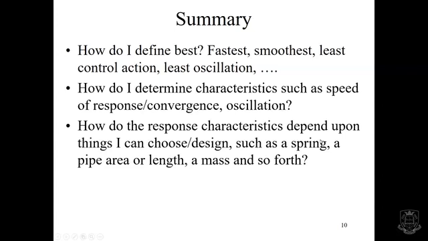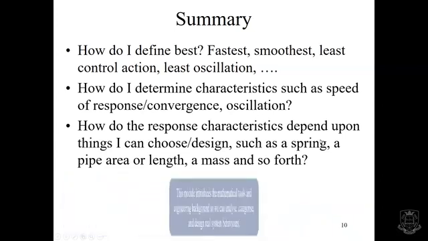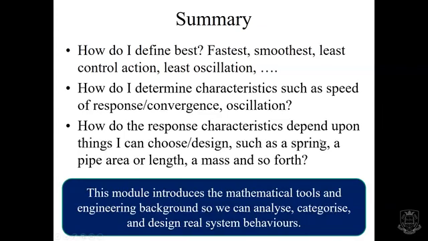How do the response characteristics depend upon things I can choose or design, such as which spring should I use? What should the pipe area be, or the pipe length? What mass do I choose? And so forth. So this module introduces the mathematical tools and engineering background so that we can analyse, categorise and design real system behaviours so that the systems behave the way that we want and in a way that you might consider to be optimal in some sense.